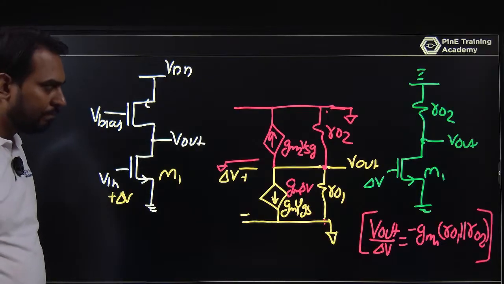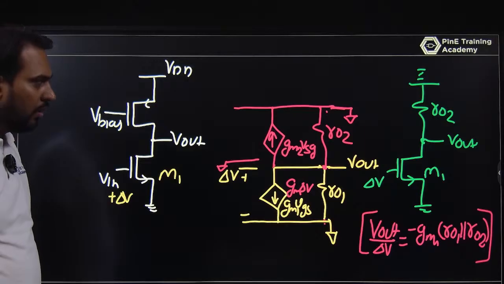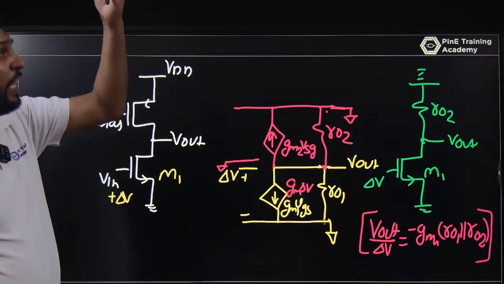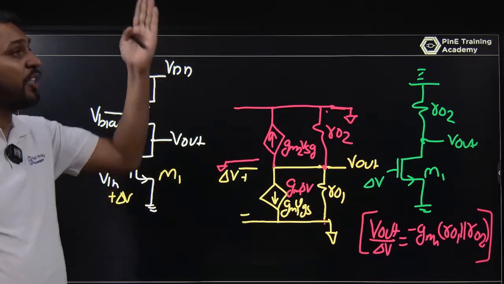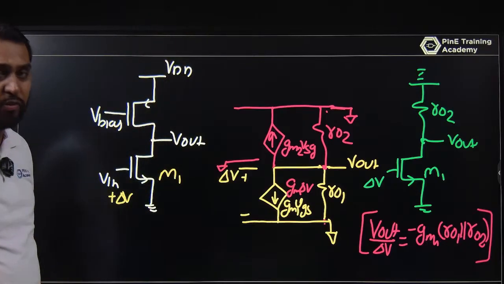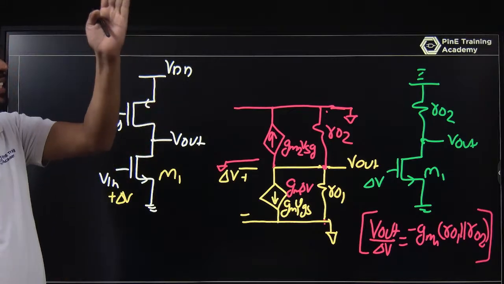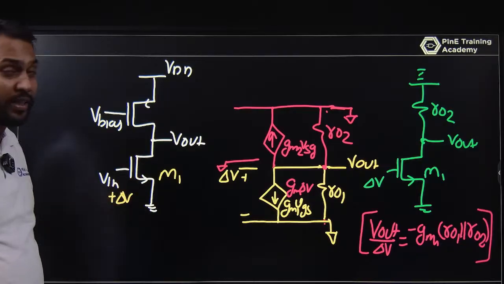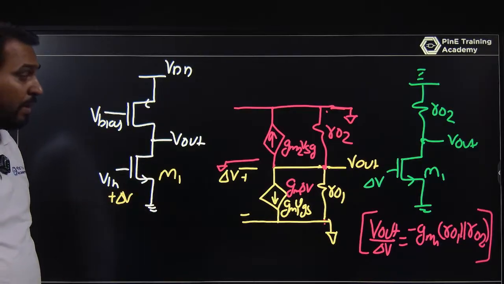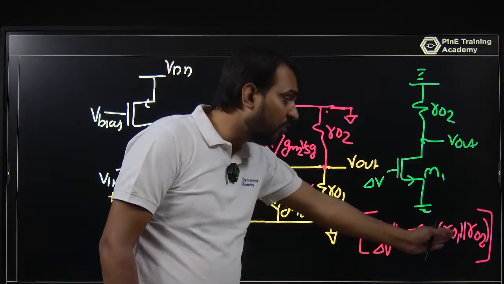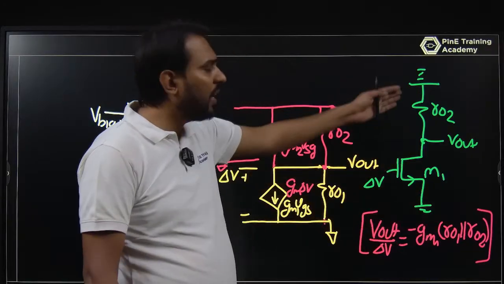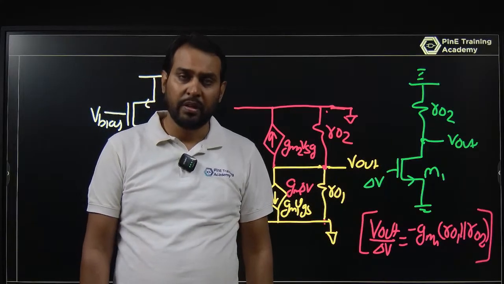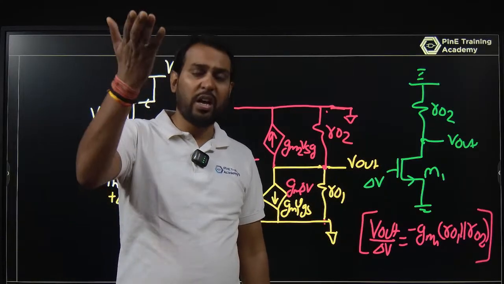Is it okay? What is the limitation of that? The limitation is that the output is not swinging from VDD to ground; it is swinging from VDD minus VDSAT of the PMOS down to VDSAT of the NMOS. That is the one only limitation. But the gain is very, very high. That is minus gm1 (r01 parallel r02). r01 and r02 are very high if you are using a MOSFET in the saturation region.